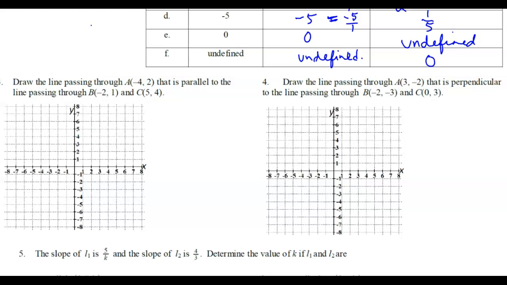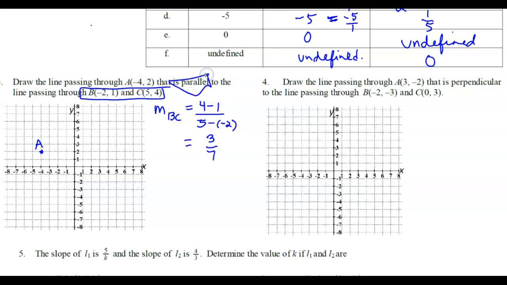So this says draw the line passing through -4, 2. So you want to plot that, and I'll just call that A. I don't need to label it, except with the letter A. And we want to draw a line that passes through that, that's parallel to the line passing through these 2 points. So you could plot those 2 points, B and C, and find the slope between them. Or you could find the slope of BC using the formula. I'll do that first, and then we'll check by graphing it. So from B to C, it's 4 minus 1 over 5 minus -2. So that's 3/7.